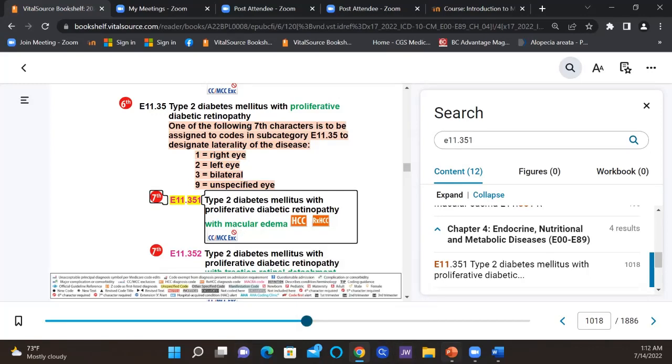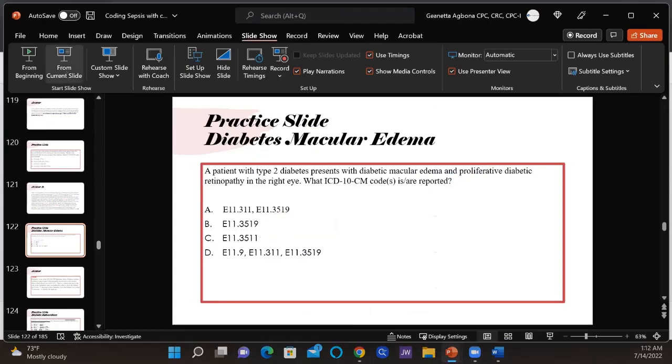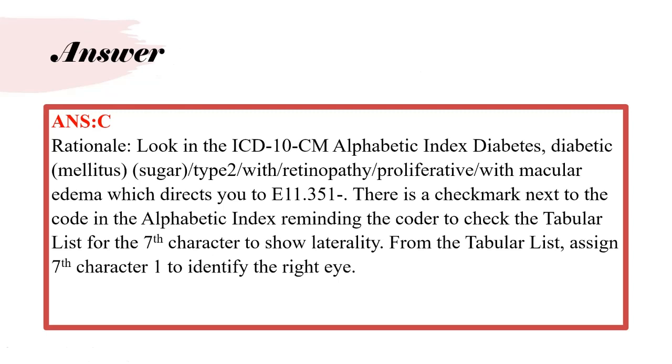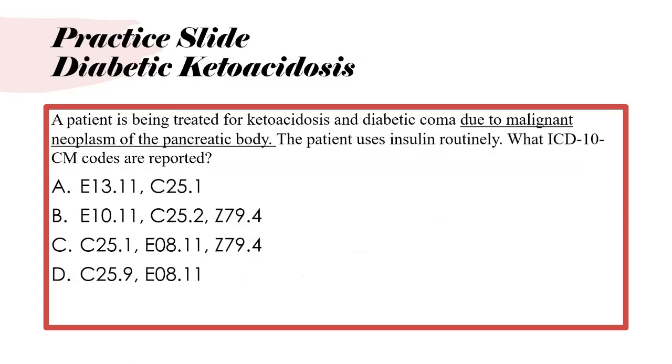So let's see if we're right. Let's go back. Let's take a look at that question. And what do you think the answer is? Just on what we just did. Well, hopefully you have C, okay? And we added the 7th character to identify the right eye. Okay, very good. So next we will do another practice AAPC slide.